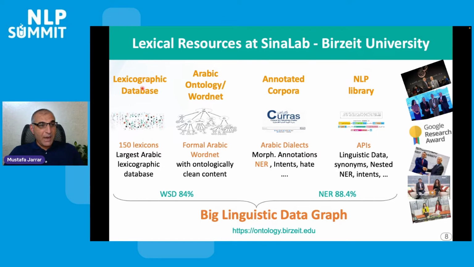We developed the lexicographic database, which contains about 150 lexicons, and we have them in one database. We also developed the Arabic WordNet, or what is called the Arabic ontology, a formal Arabic WordNet. I will show it to you. We have also developed several annotated corpora for Arabic dialects with morphological annotations, NER, intents, speech acts, and so on. So we have different corpora.